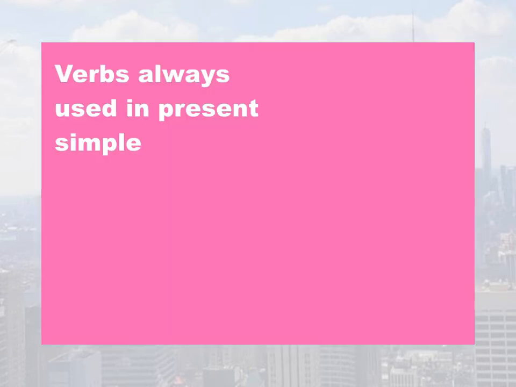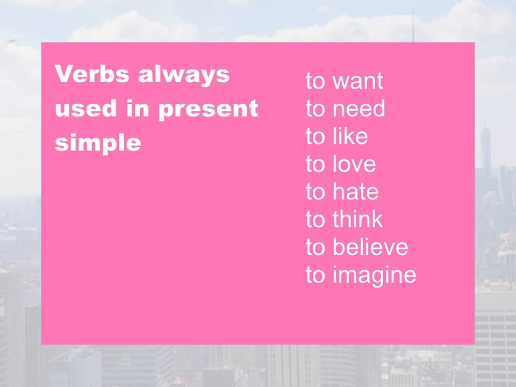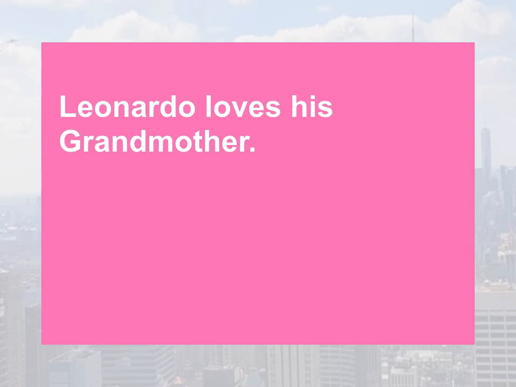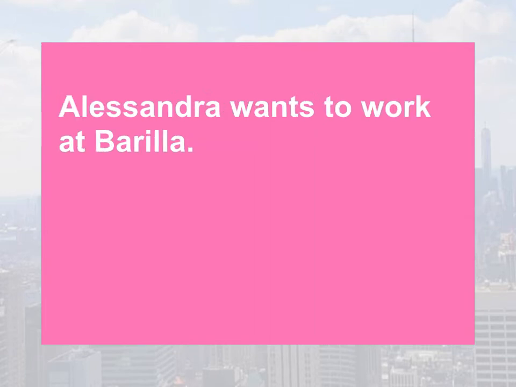Now, one thing to look at. In English, there are some verbs which are always used in the present simple. These are verbs like to want, to need, to like, to love, to hate, to think, to believe, to imagine. These are what we call in English stative verbs. And they express essentially a state of being, something that is an emotion, a desire, a need, a want. Or when we think about state, we very commonly will use the verb to be. Leonardo loves his grandmother. Alessandra wants to work at Barilla.